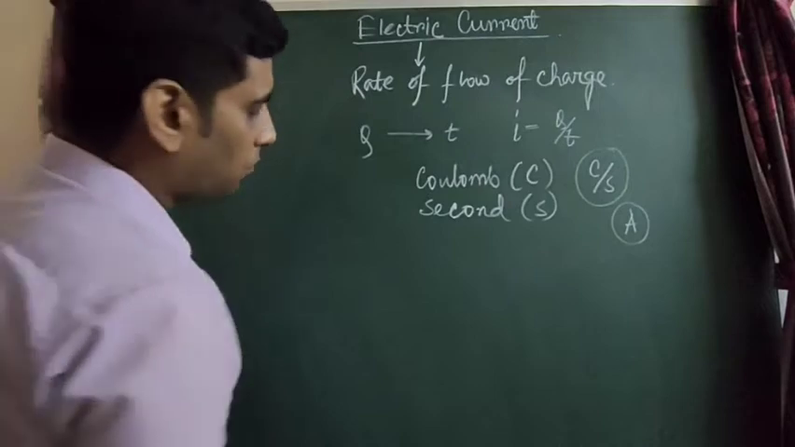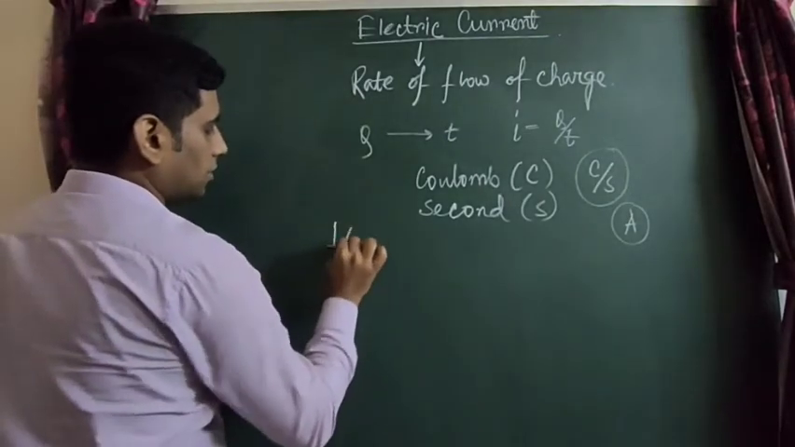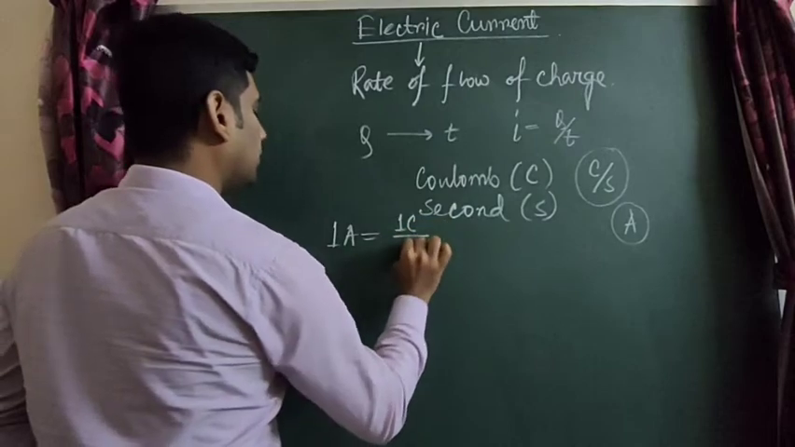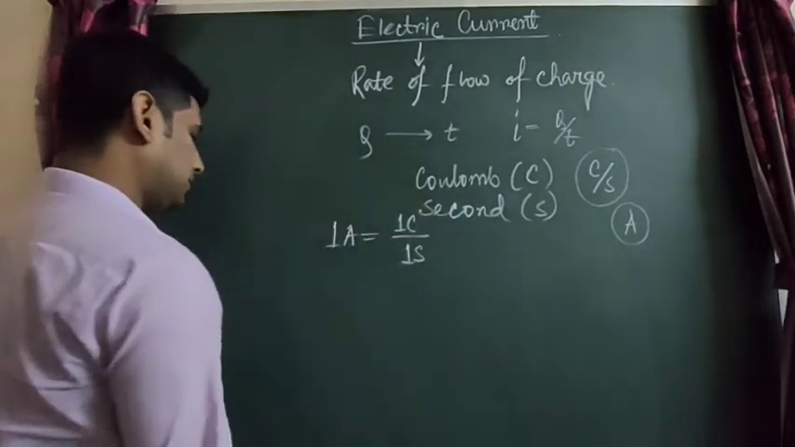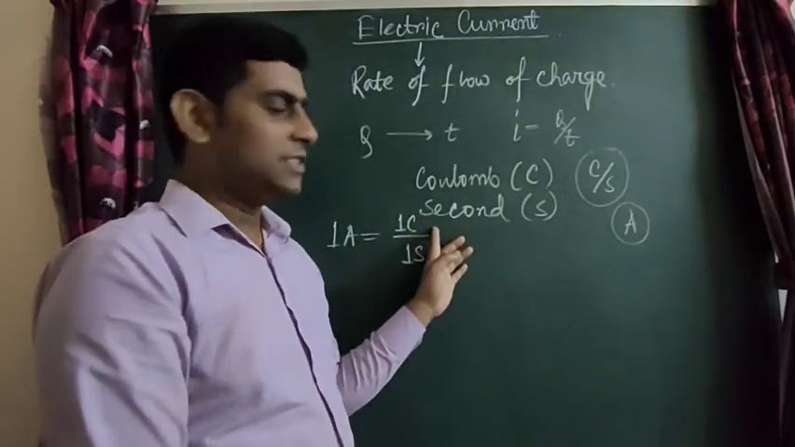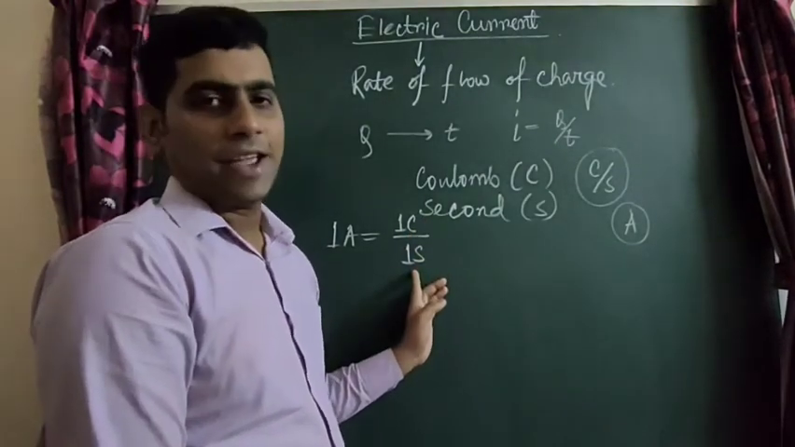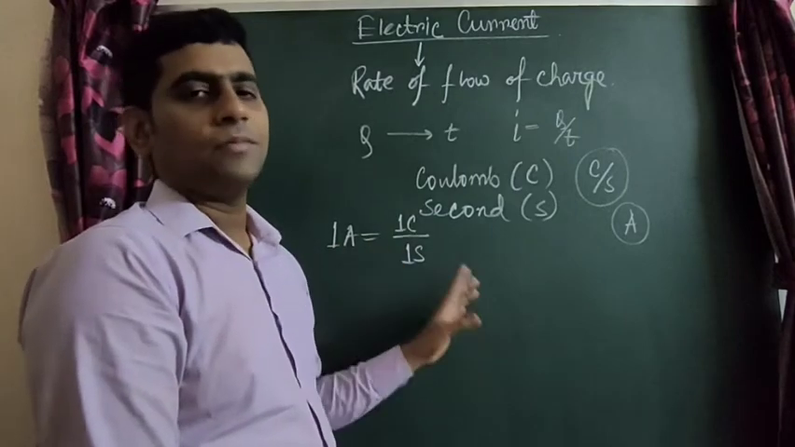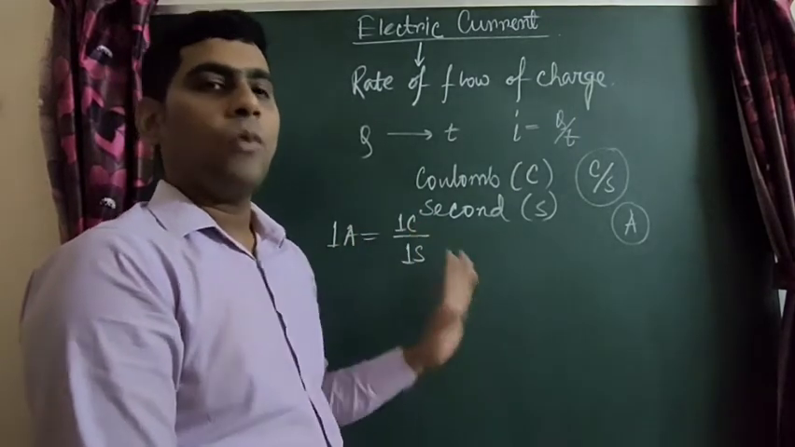So what do we understand by 1 ampere current? So 1 ampere will be given as 1 coulomb by 1 second. This means if 1 coulomb charge is flowing in 1 second, that constitutes 1 ampere current. So from this you get the definition of 1 ampere current.